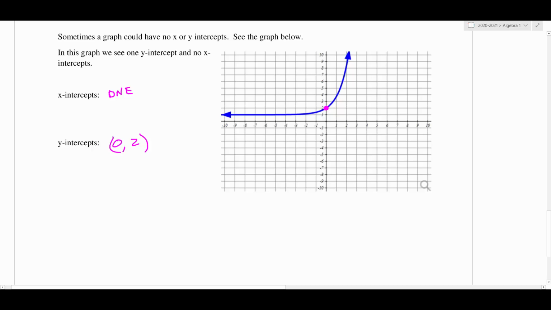All right, guys, that's it for today's lesson. Hopefully you understand how to find the x and the y-intercepts of a graph. And we've looked at several different types of graphs and several different types of scenarios.